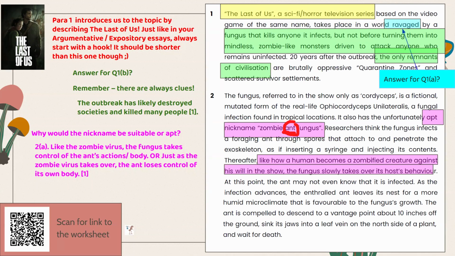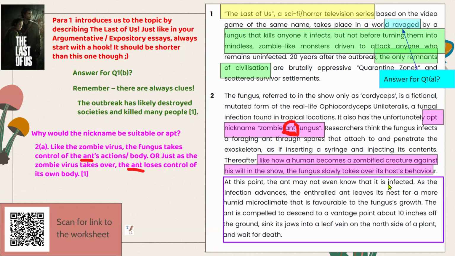Richard, your answer is perfectly fine. Zombified. I think it's just your typing. Okay, the fungus slowly takes over its host ant's body, host ant's behavior. So you notice you need to have the word ant or the ant's, because again, the question is about the zombie ant fungus. Okay, good. No other questions. I will move on first.